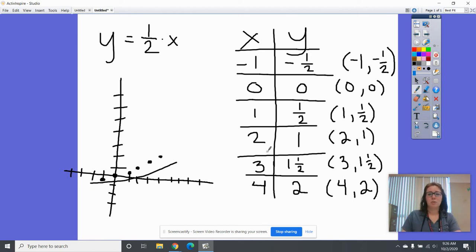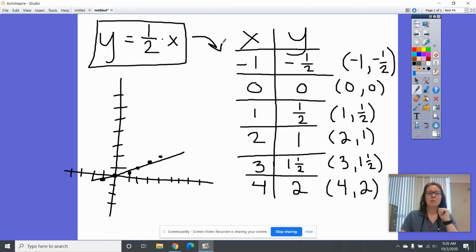Then I have, whoa, that was a terrible line. I will try to draw a line connecting those points. It's not perfect, but if you were on an actual coordinate plane, then it would be perfect. So this is if we started with an equation. Then I made my table, and then I was able to make my graph.